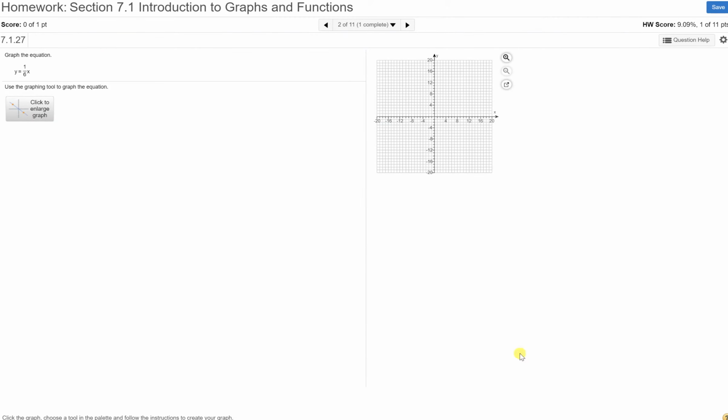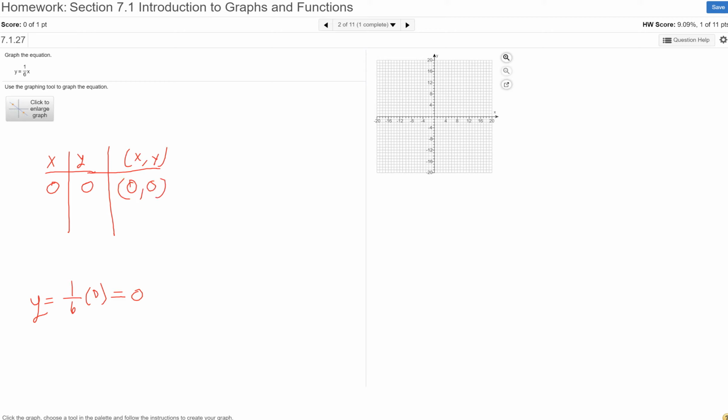Let me clear this up. We're going to do the same thing here. We're going to, again, plot 2 points. I always like to use 0, guys. 0 is a really nice one. So y equals 1 over 6 times 0, which is obviously, anything times 0 is 0. So boom. So this is a coordinate. 0, 0 is a coordinate.